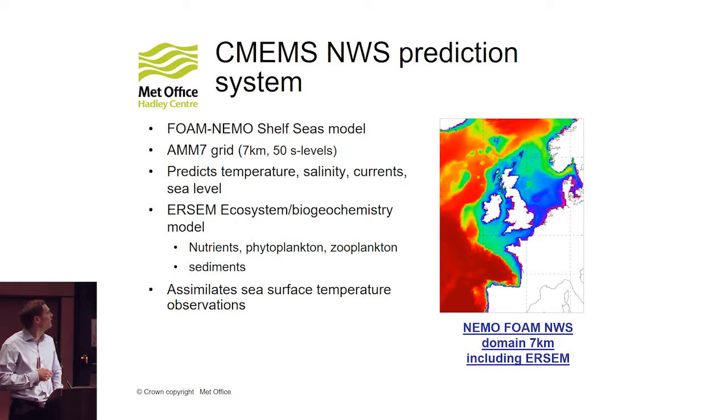zooplankton, and sediments. Because it's a shelf seas model, it's running on S levels, so it has 50 S levels, including high vertical resolution at the surface, around 1 metre. One thing to note is that this model, both in operational mode and in reanalysis mode, is only assimilating sea surface temperature. So there's no profile assimilation and no altimetry assimilation at the moment, although that's going to be changing next year.